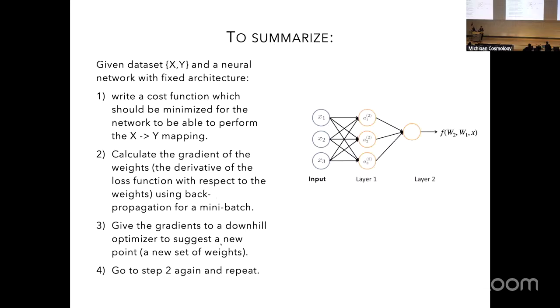I give those gradients to a downhill optimizer like the Adam optimizer, and then I update the weights, and I keep on going like that. I go back to step 2 and keep on going until the process converges. And then I'm done. Clear?